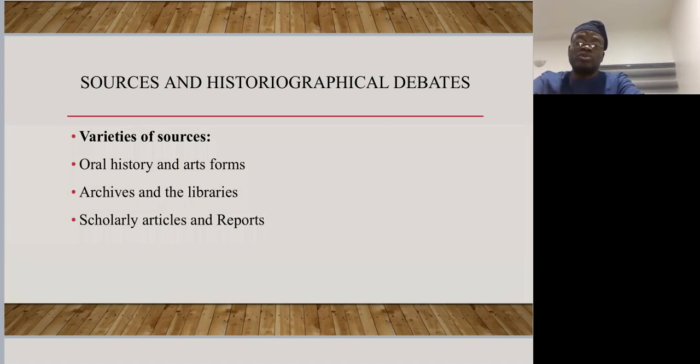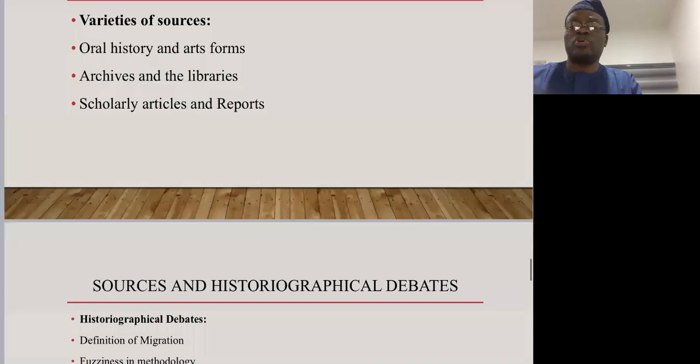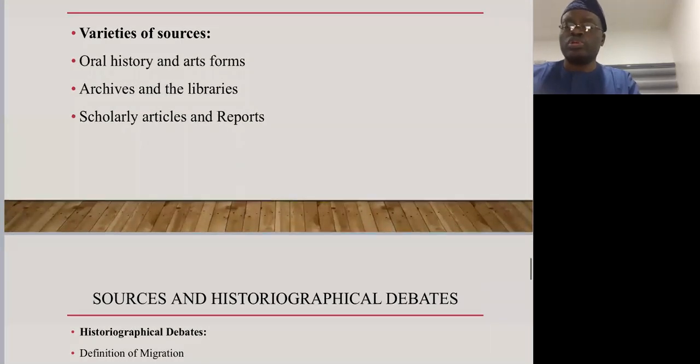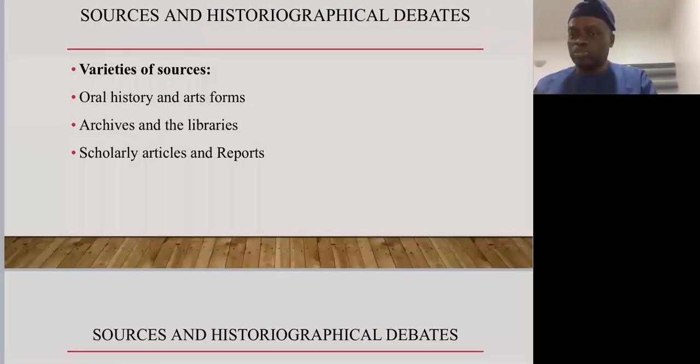Libraries also have gone digital, but we still have in the archives and the libraries written records, diaries, books published in the past and in the present, and they are also useful. We have reports and scholarly articles, very, very useful also.